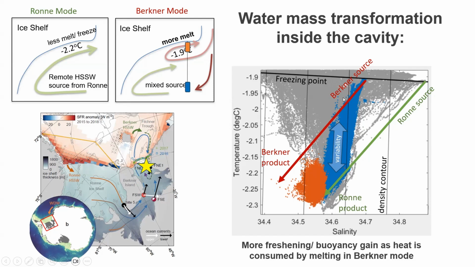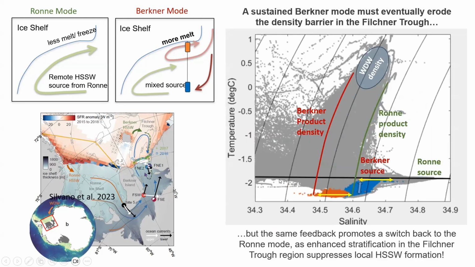But if there's enough Berkner source, that will start producing a lighter product water mass. And if you zoom out from this TS diagram, you see that this Berkner product water mass is actually lighter than the warm water that is away somewhere. So if this mode was sustained, then the system would tend towards something where you would remove this density barrier, the denser water that is on the continental shelf, to allow this warm water to come in.